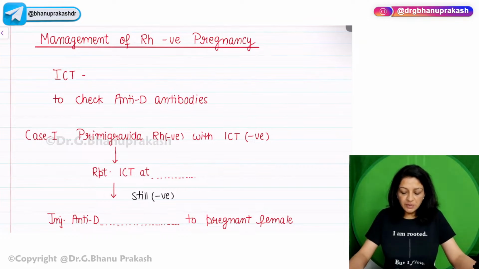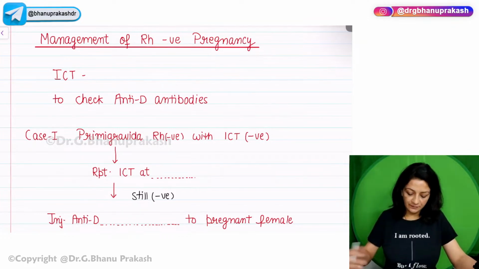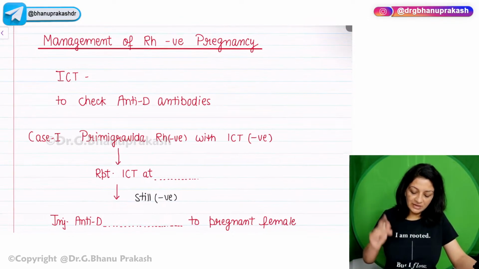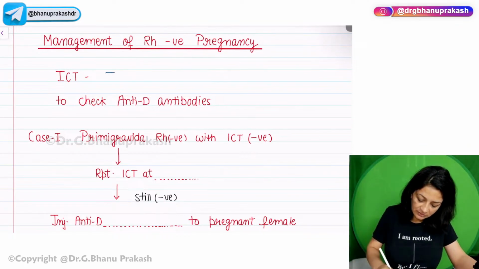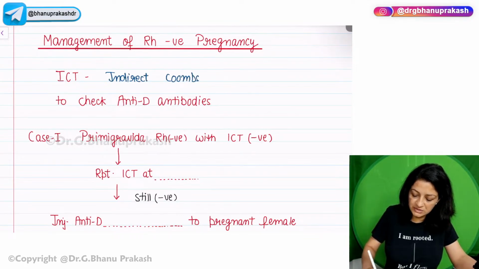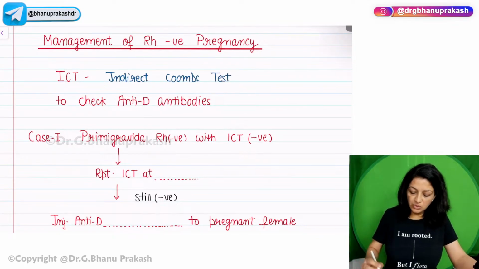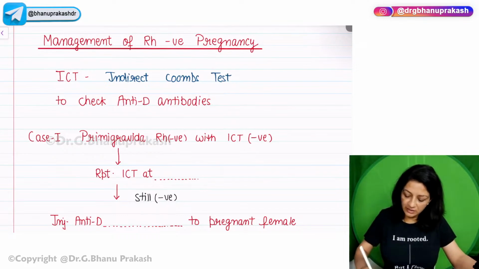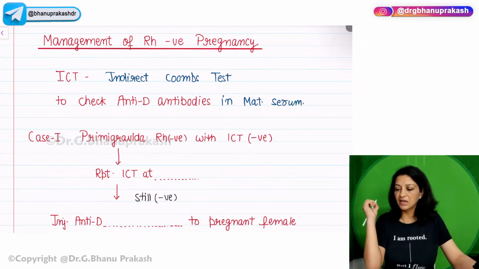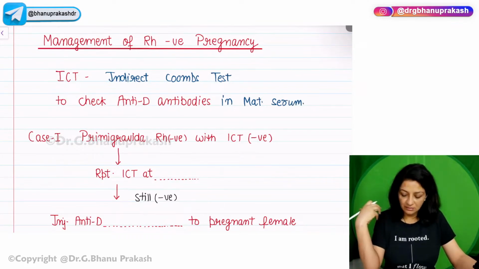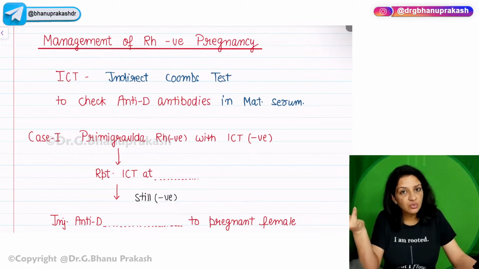So what is the management of RH negative pregnancy? So first test हम करेंगे, that is ICT, indirect Coombs test, indirect Coombs test to check the anti-D antibodies in maternal serum. ये चेक करने के लिए कि मदर की बॉडी में एंटीबॉडीज का फॉर्मेशन हुआ है या नहीं हुआ है.